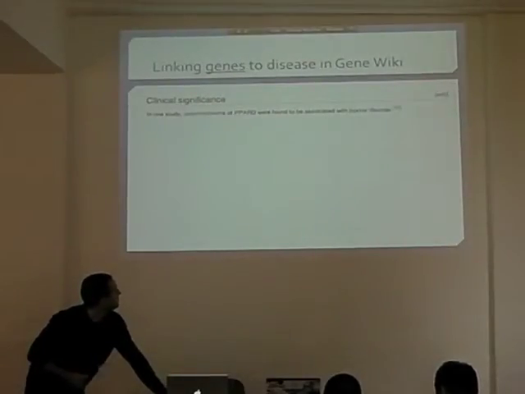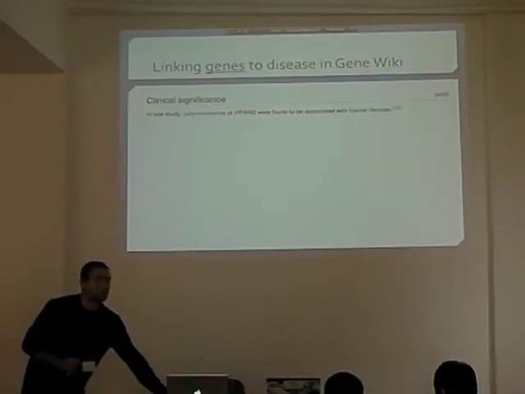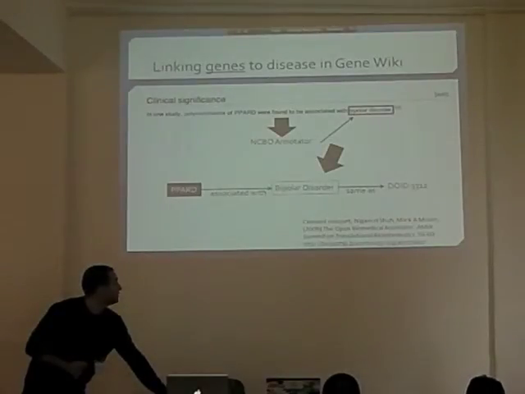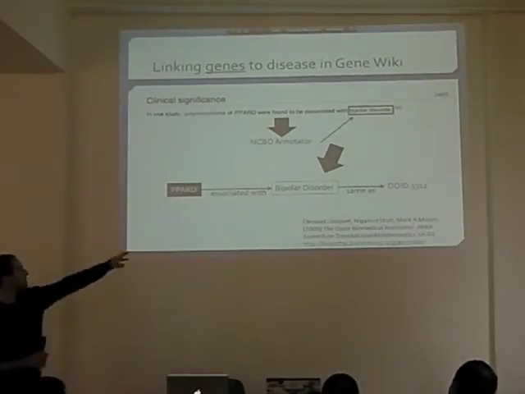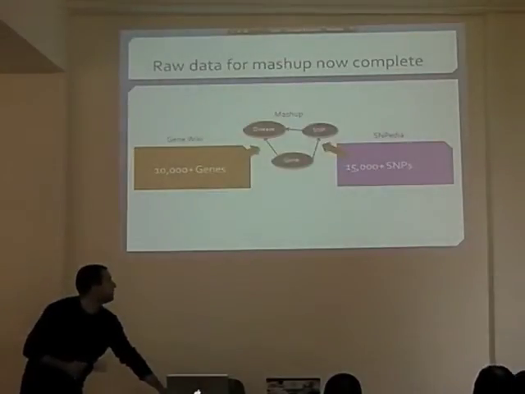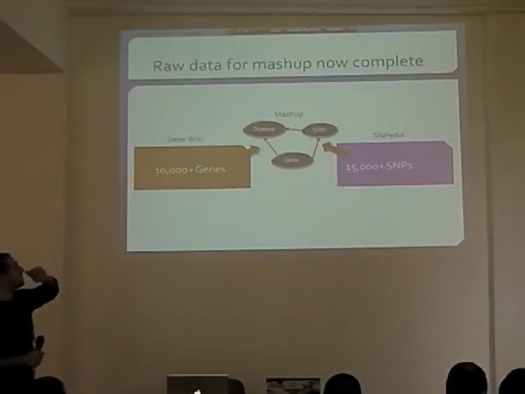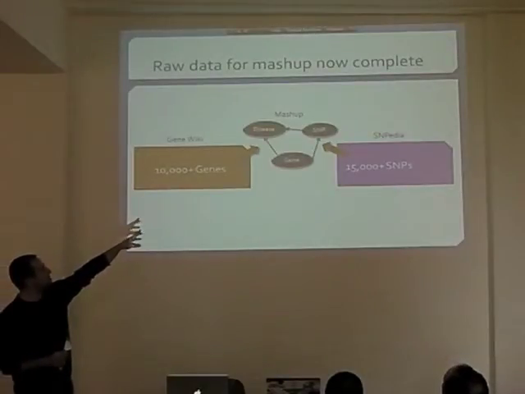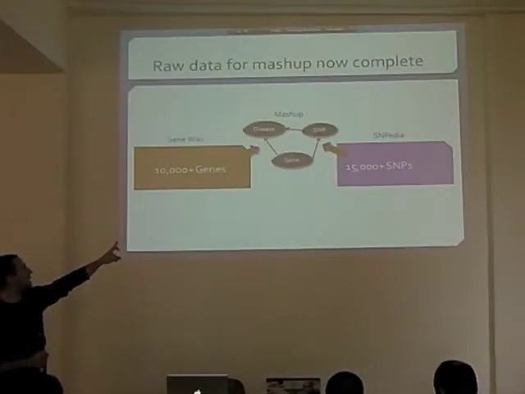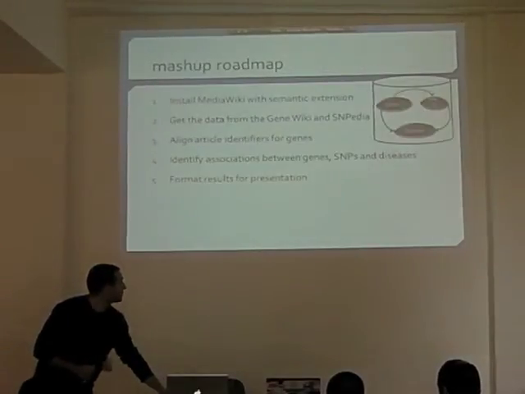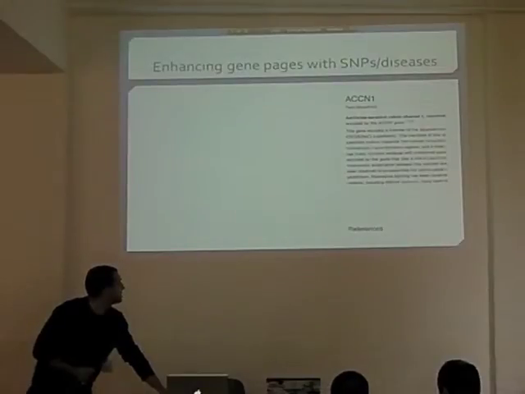So we used the same tool on GeneWiki since there is no agreement on a medical condition. So we had to run the same tool on GeneWiki, and this way we could find the same associations and the same linking with the Disease Ontology category. So finally, we ended up with the raw data of the Mashup. So you can see through the information about human variation provided by SNPedia, we could have some additional gene-disease linkings. And in the end, we formatted the results for presentation here.